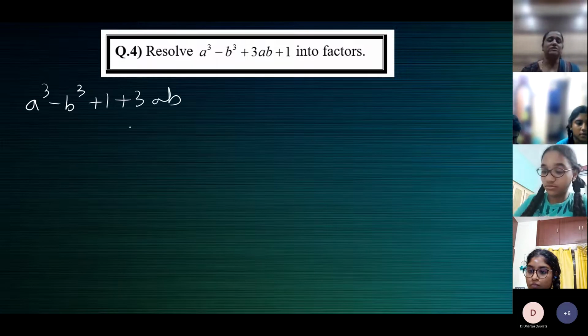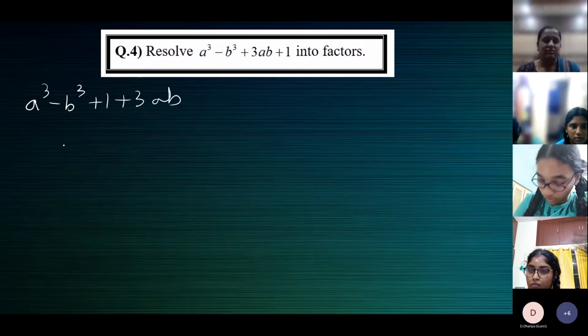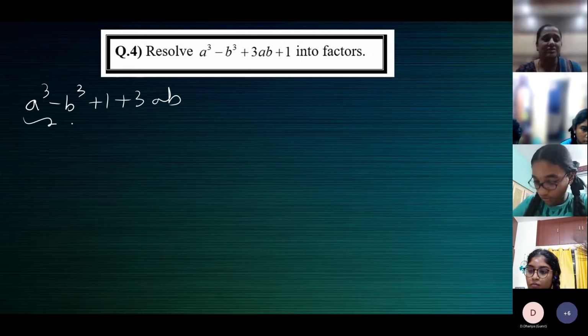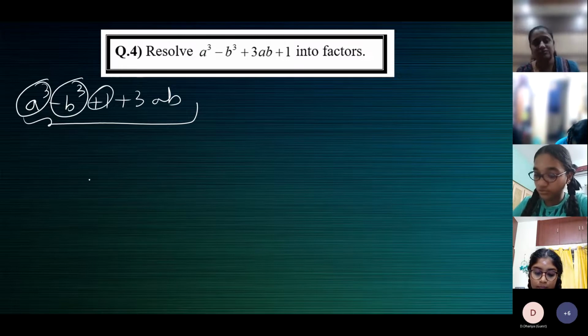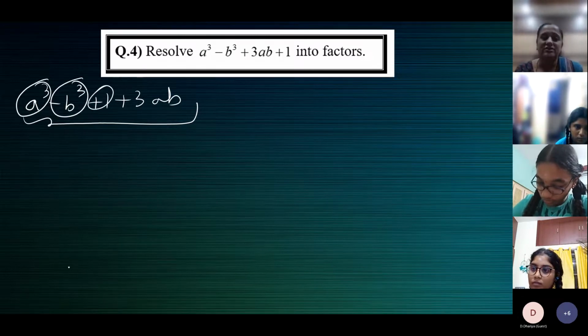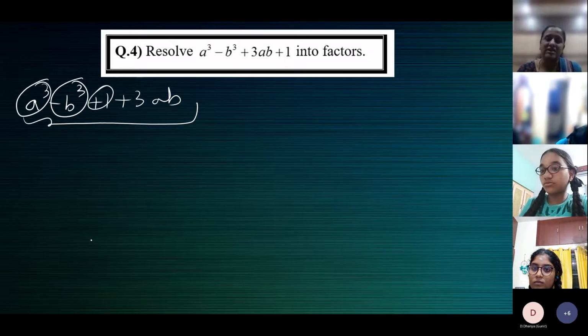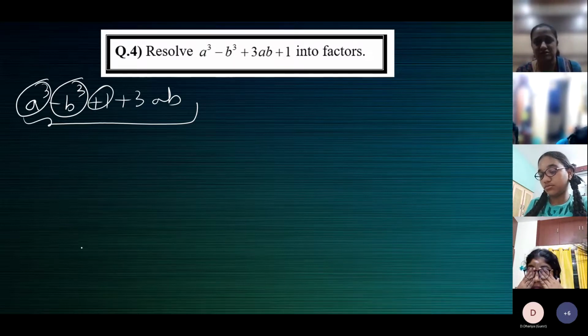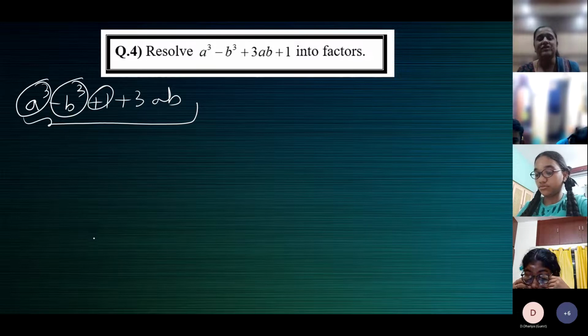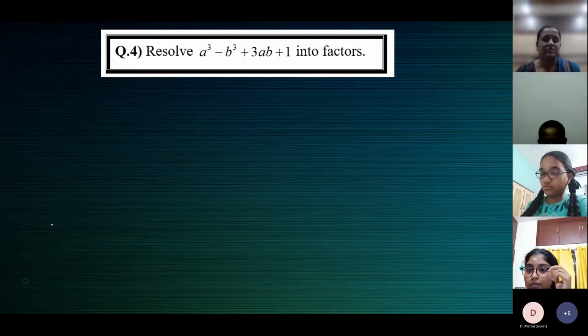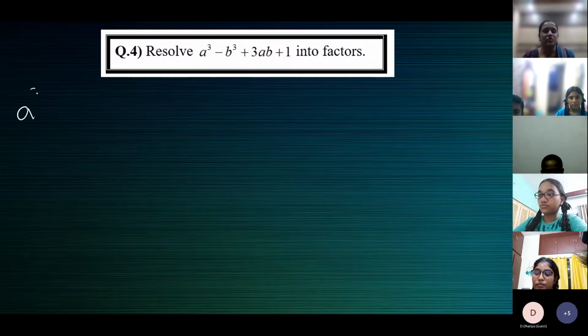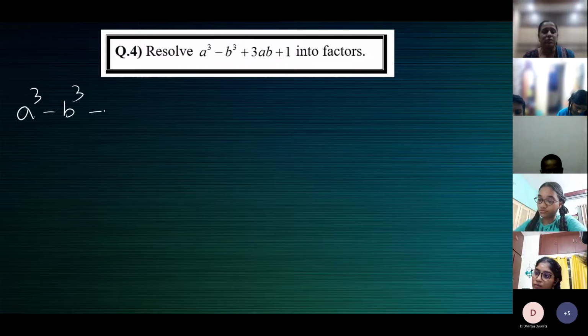A cubed minus b cubed plus 1 plus 3ab. You need to rearrange the terms like this. Now this expression has 4 terms with 3 perfect cubes in it. You first need to understand the different parts of the expression and identify the correct identity. That's what is important. A cubed, perfect cube, b cubed, perfect cube, 1 is also a perfect cube, plus 3ab.